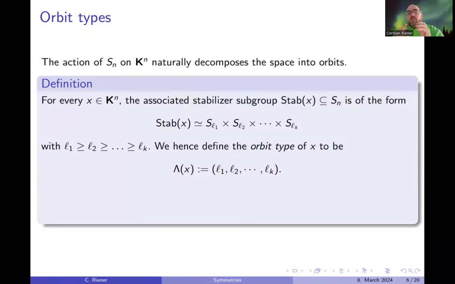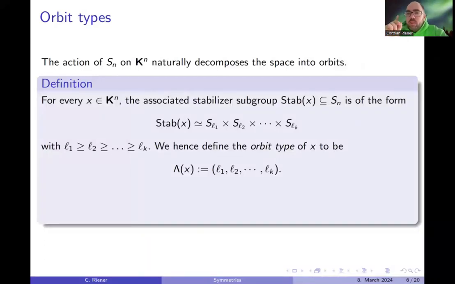So I can associate to a point a stabilizer subgroup. And because we already agreed that this just means that some of the coordinates of my point repeat, I can just order those things, and then I can, up to conjugation, associate a group of the form S_{L1} times S_{L2} times ... S_{LK} to every point, which is exactly the conjugation class of the corresponding stabilizer. And this we will just call the orbit type of my point.